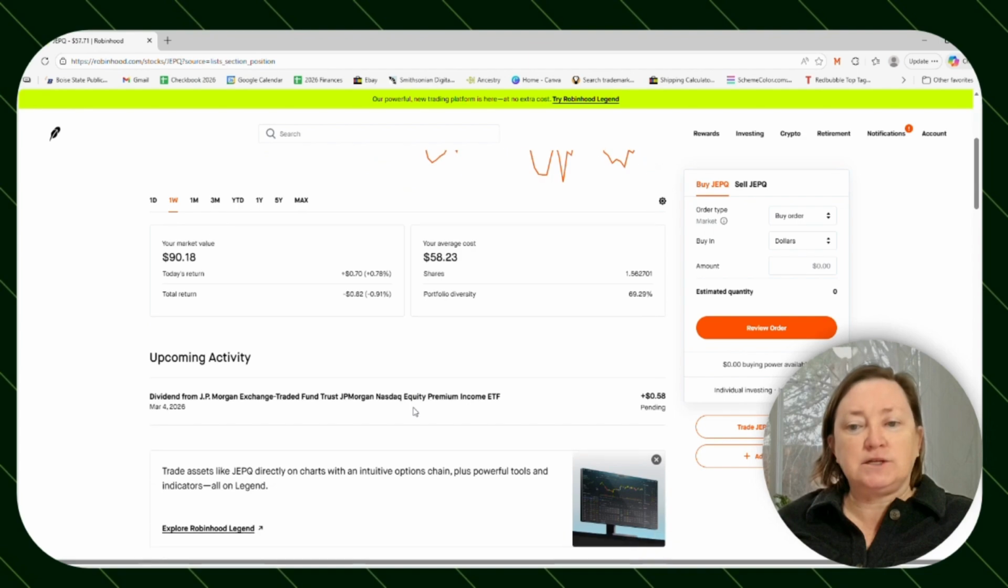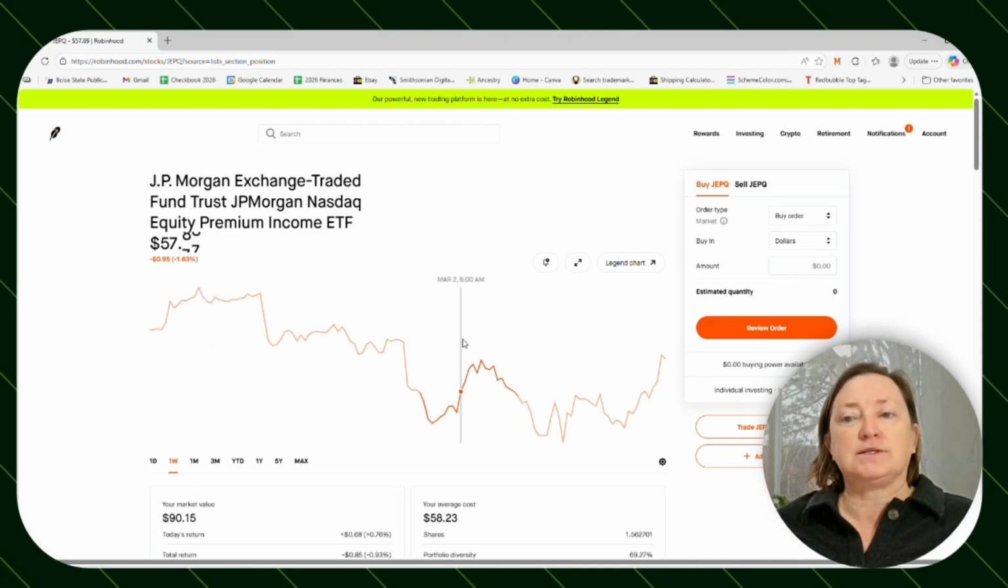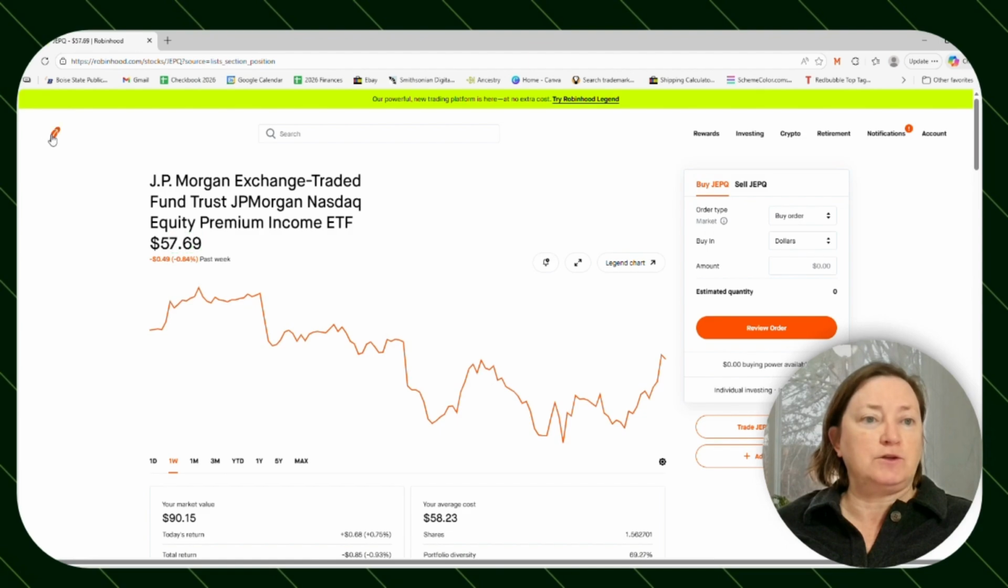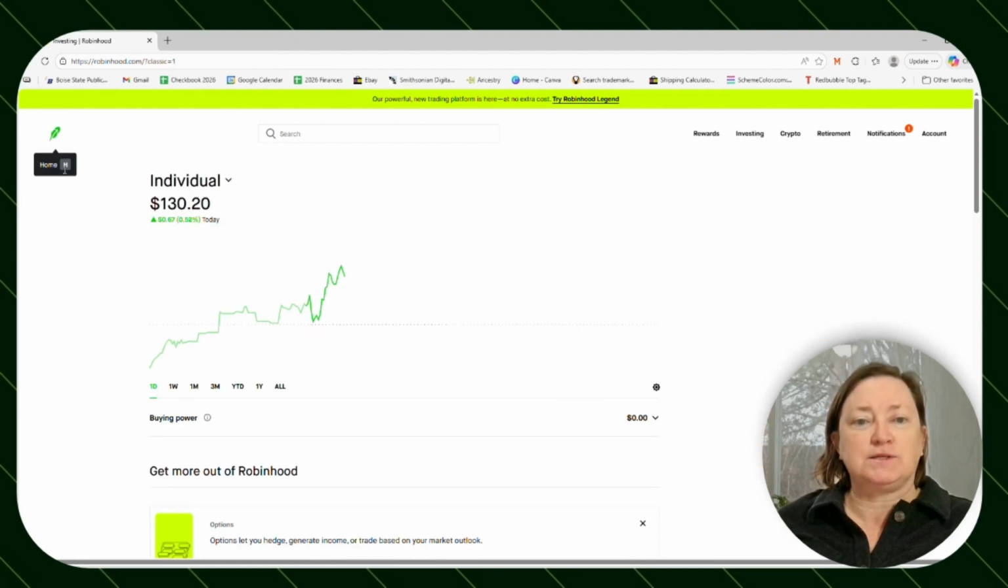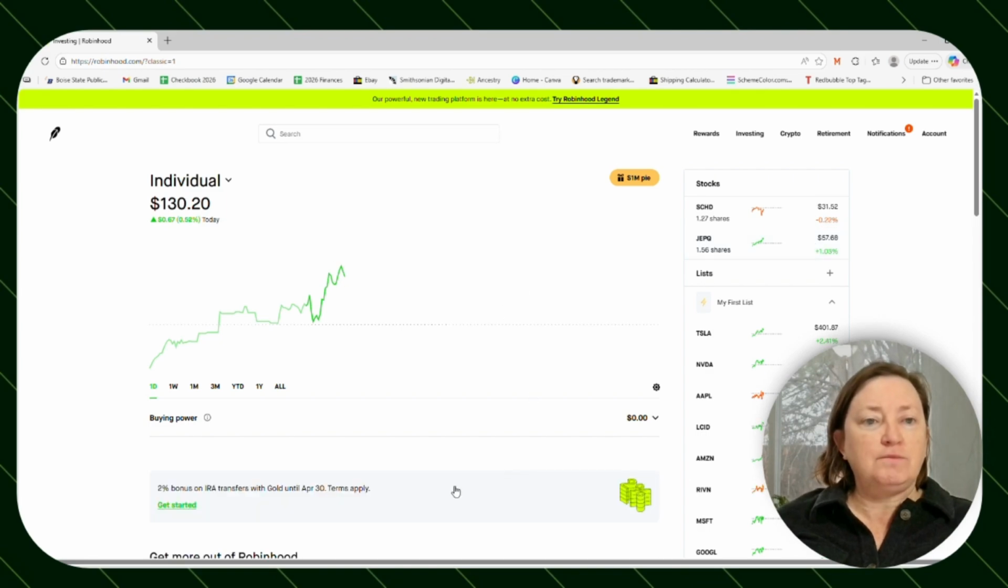But because of the volatility in the market, it goes up and it goes down. So it is what it is. But over the long term, it is most likely that you make a profit on these investments in the stock market. So that's where we're at. I've made my investments for the day.